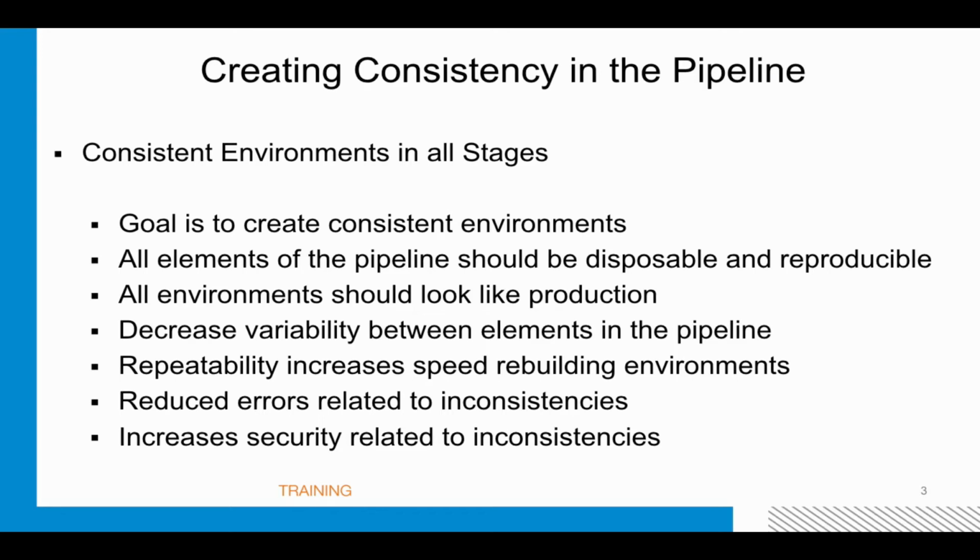But at the end of the day, all elements of the pipeline should be disposable and reproducible, right? And all environments should look like production, from laptop to integration to any type of testing. You want to decrease variability between elements in the pipeline. Again, the Docker model is immutable. I can't say it completely reduces variation because obviously there's host stuff, and without getting into the details of Docker, the containers actually run on a Docker host. So the host itself could create some inconsistencies, but the images themselves, for the most part, again, mileage always varies on how you configure things.